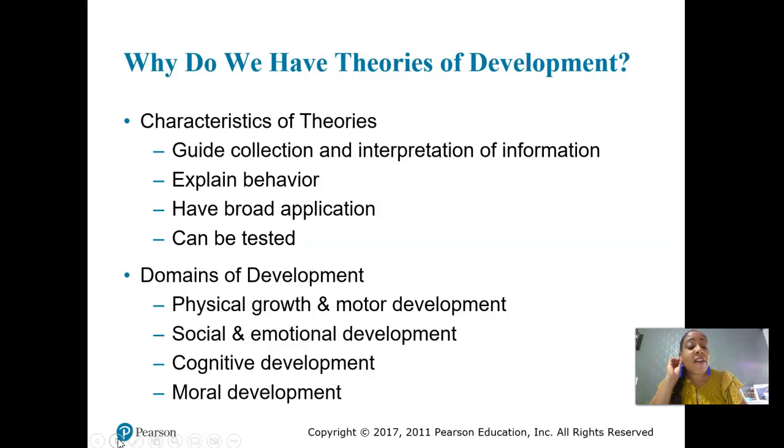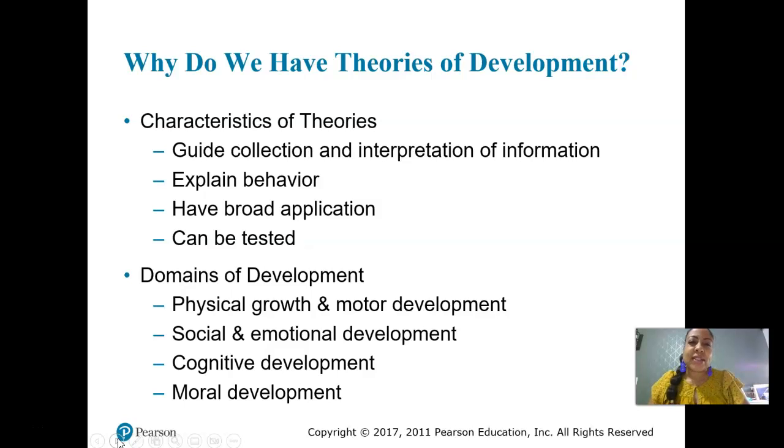Also, theories should have a broad application. So that means that these theories would be universal across gender, across culture, across socioeconomic status. So they have a broad application. Also, the theories can be tested. So over time, would we be able to apply these theories and get similar results? Or can we check, kind of like hypothesizing? If A, then B, would that occur? So these theories can be tested.